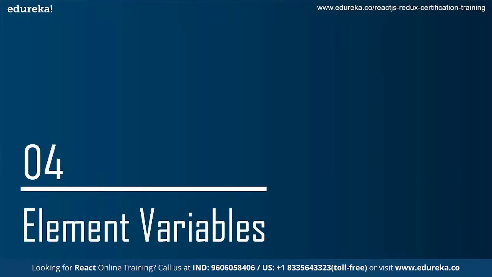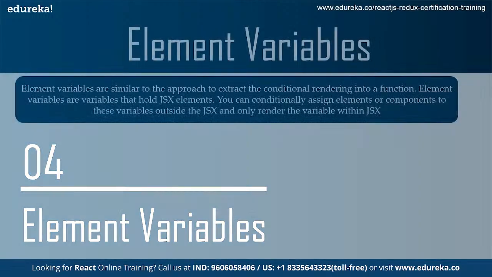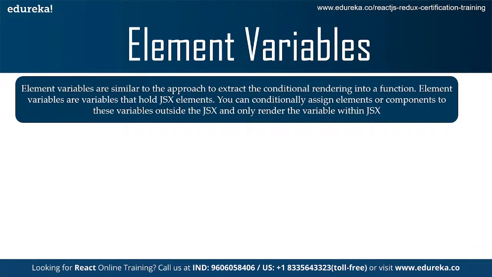Now let's see what element variables are. Element variables are a simple approach to extract the conditional render into a function. Element variables are variables that hold JSX elements. You can conditionally assign elements or components to these variables outside the JSX and only render the variables within JSX.